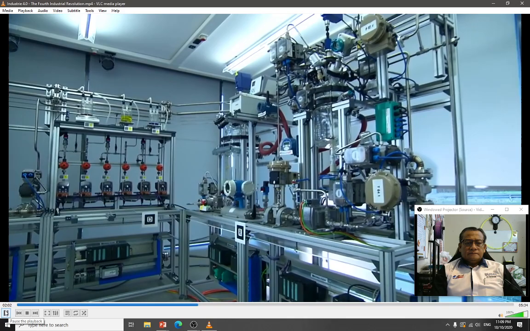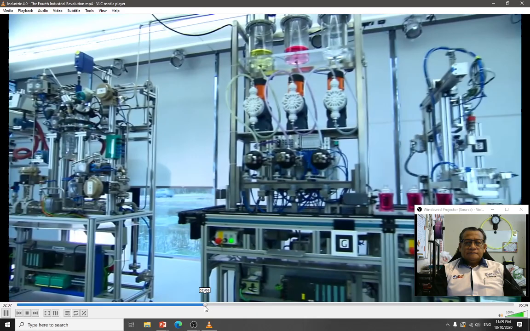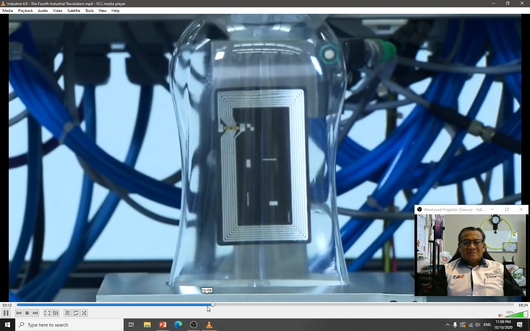A bottling plant for liquids, set up together with Siemens, is used to demonstrate the most important components of the intelligent factory of the future. Each bottle contains an RFID chip storing a precise description of how it has to be processed.